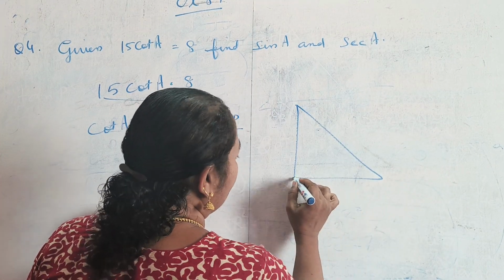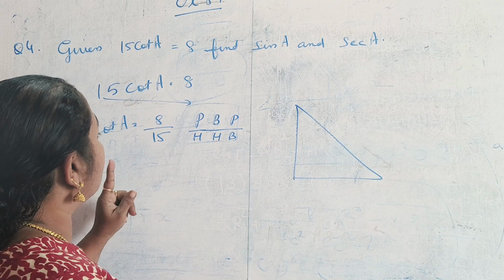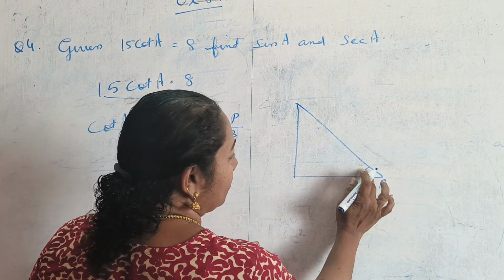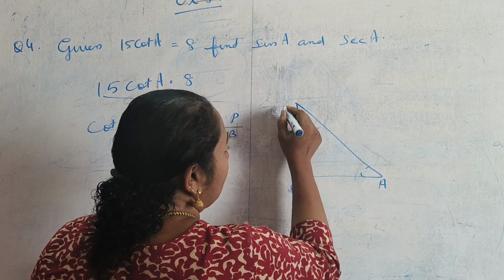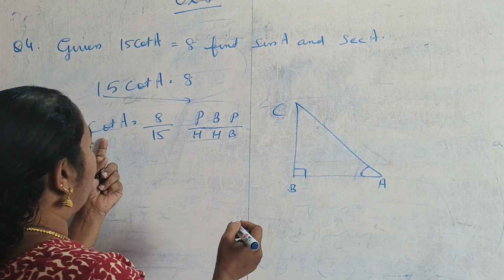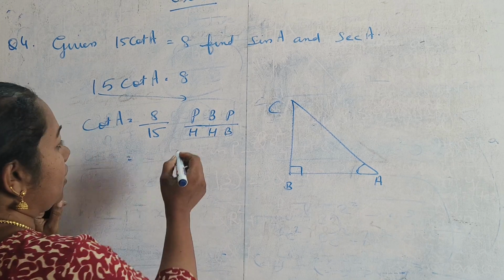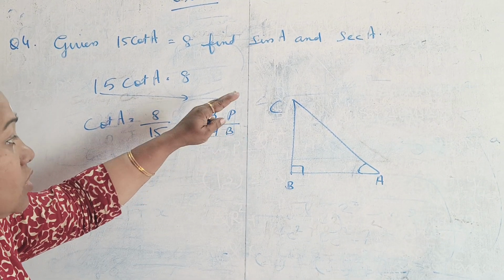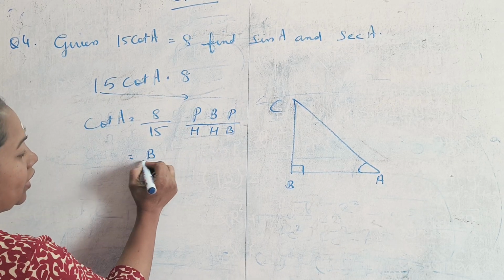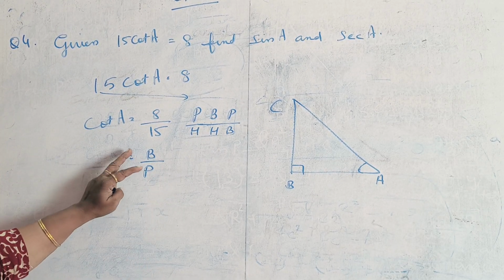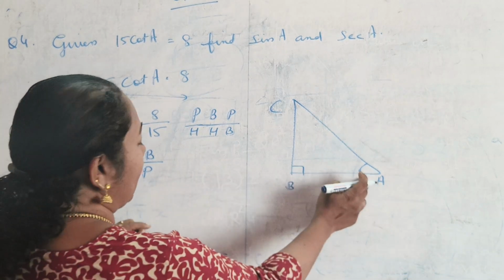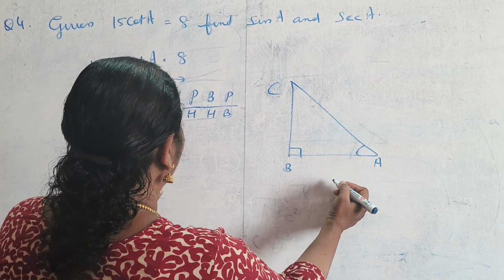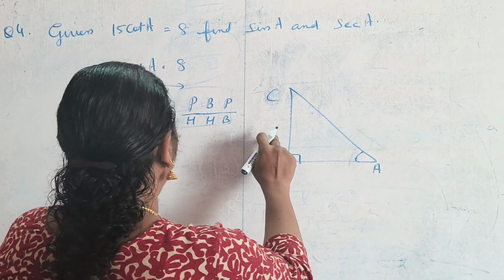Now let us make the triangle, and cot A is equal to 8 by 15. So let us take this as A, this as B, and this as C. According to this formula, tan A is equal to P upon B, so cot A equals B upon P. B means base. According to this angle, base is this one, so base is 8 and perpendicular is this one, 15.